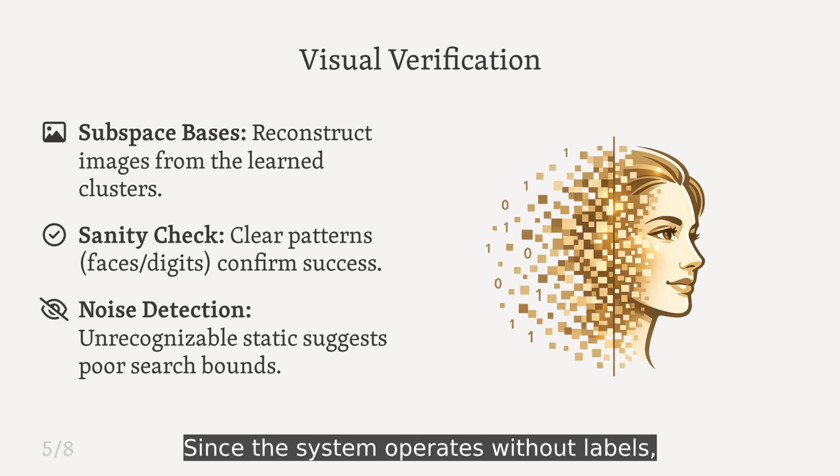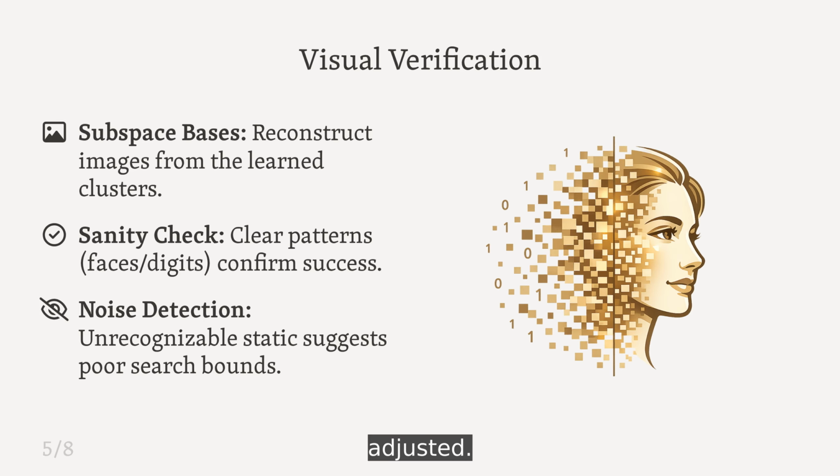Since the system operates without labels, the researchers introduced a visual sanity check to ensure the results make sense. They reconstruct images from the learned cluster subspaces. If the algorithm is working, you see clear digits or faces emerging from the data. If you see static noise, it means the search space needs to be adjusted.